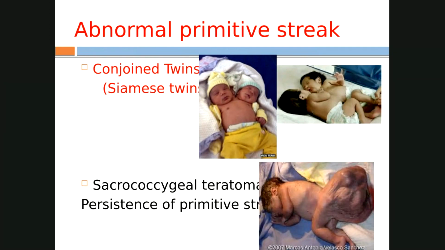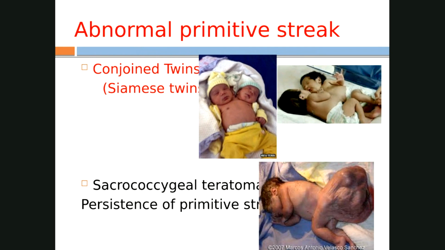The primitive streak should disappear. Once the notochord forms, the primitive streak disappears. But suppose primitive streak still continues to stay, then it will form a tumor, which is known as sacrococcygeal teratoma. This is because of the persistence of the primitive streak. Usually it should be surgically removed, and it can be done.